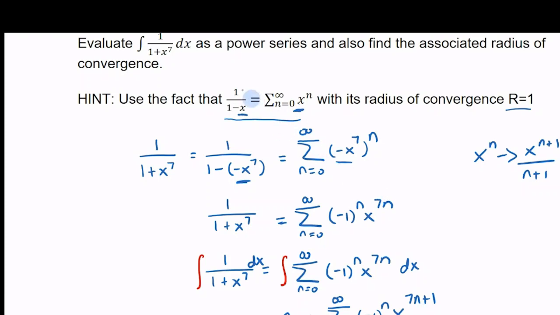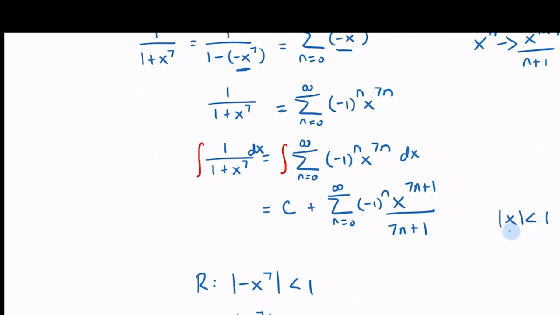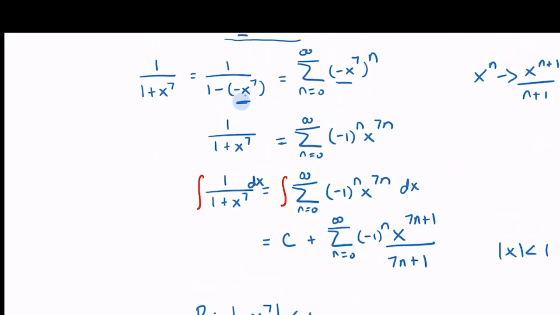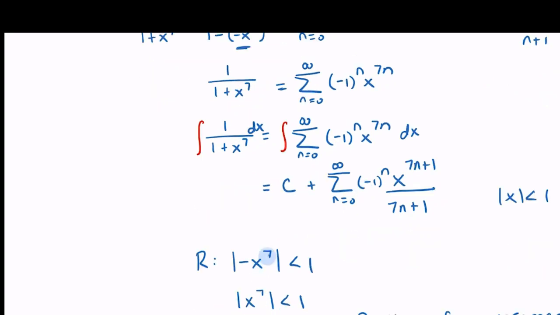Now, we know this original series has a radius of convergence of 1, meaning the absolute value of x must be less than 1. So using that fact, for us, our term that we plugged in was negative x to the 7. So negative x to the 7, the absolute value must be less than 1. If we take the absolute value, we're just left with x to the 7. And if we take the 7th root of both sides, absolute value of x must be less than 1. Therefore, the radius of convergence is still 1, because that number did not change.